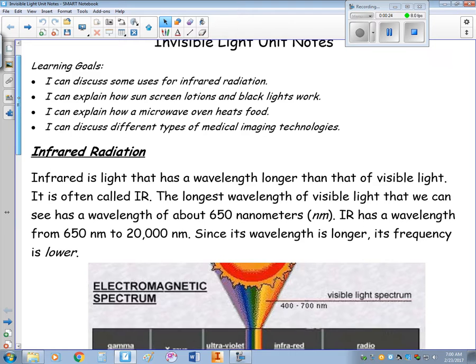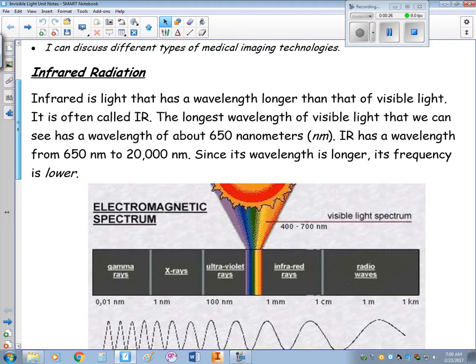So let's begin with infrared radiation. Infrared light, sometimes commonly called IR, is a wavelength that is longer than visible light. The longest wavelength of visible light that we can still see is right around 650 nanometers, and that would be a very, very dark red. Infrared, or IR, has a wavelength from 650 to around 20,000 nanometers. Its wavelength is much, much longer, so its frequency must be lower.